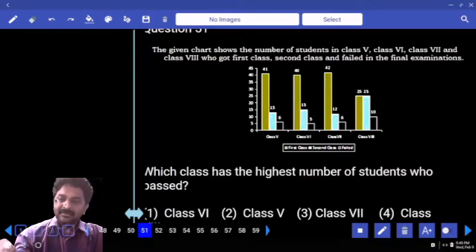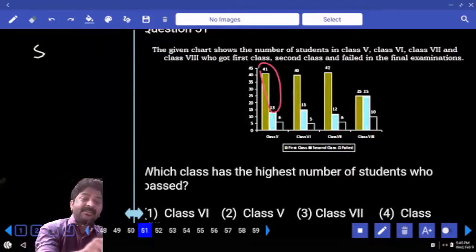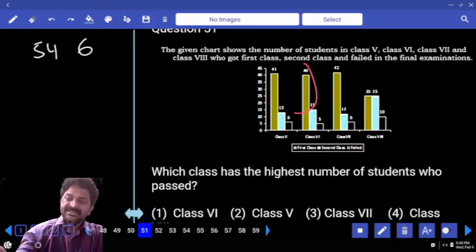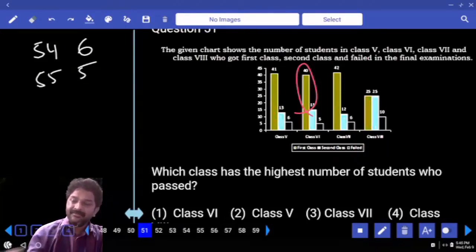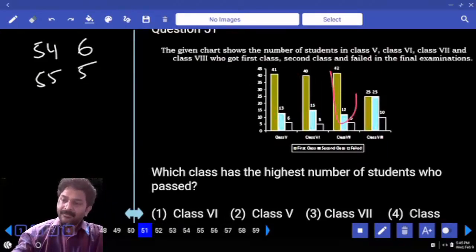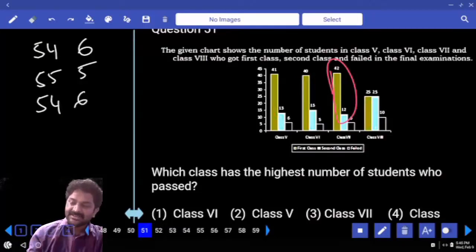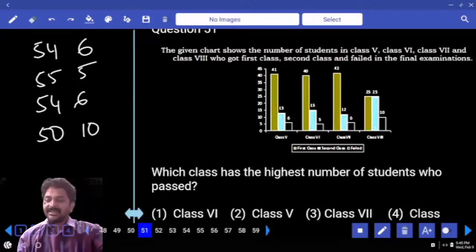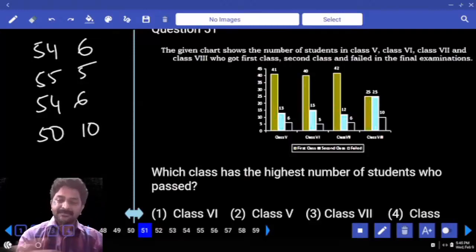So now, first and second class students in fifth class, how many are there? 54. Failed candidates are 6. Next, sixth class, 55. Failed 5. Next, 42 plus 12, 54. Failed 6. Next, 50. Failed 10. Right. It is about the number of students who passed. Highest number of students passed in which class?